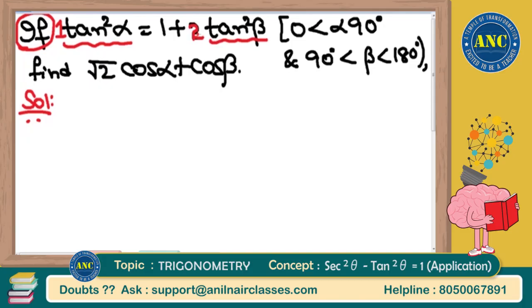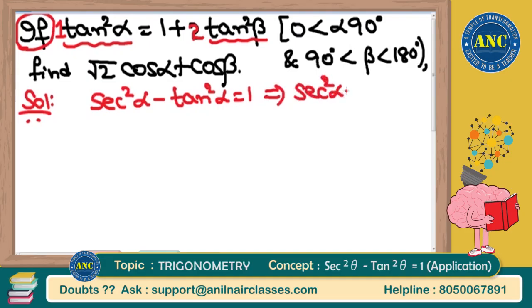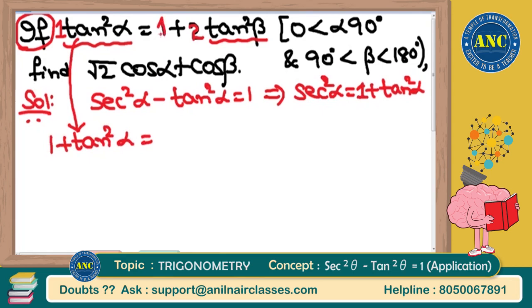Whenever it is tan, we know that secant square minus tan square is 1, which also means that secant square is 1 plus tan square. That means with tan square alpha, 1 should be added. So add 1 on the left hand side. Already 1 is present, add another 1, it becomes 1 plus 1, 2. Right hand side it is 2 plus 2 tan square beta.